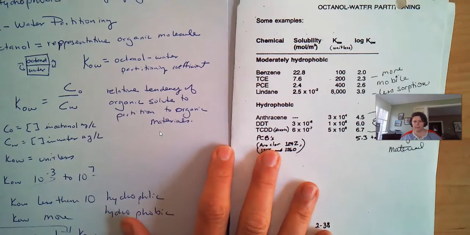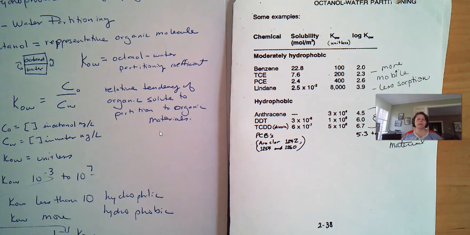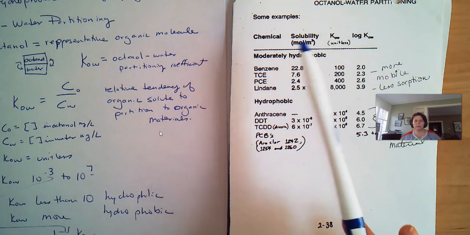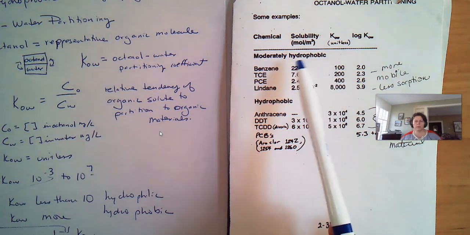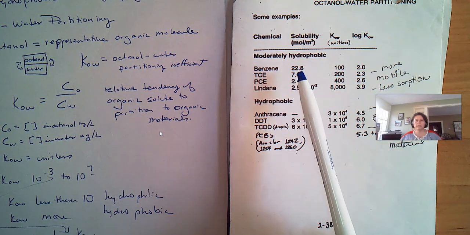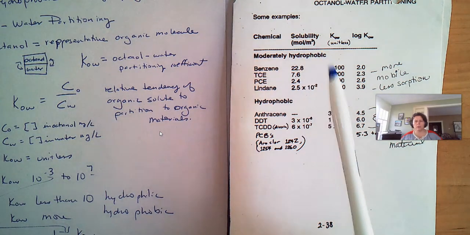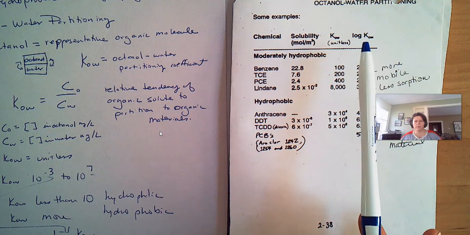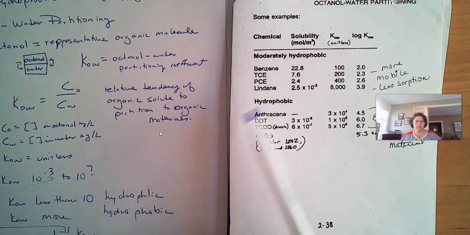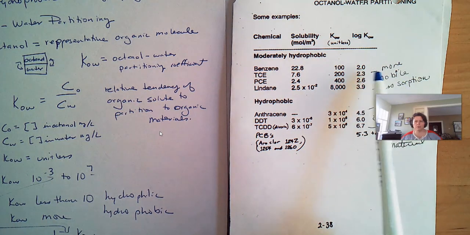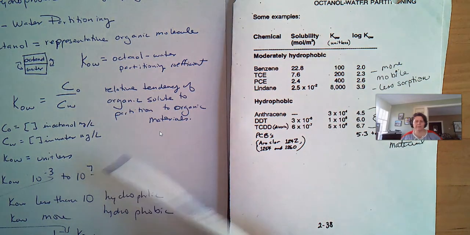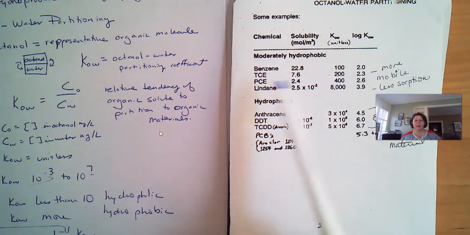So I just wanted to give you guys some examples here. We know some of these compounds. We've talked about benzene before. Its solubility is in moles per meter cubed. These are relatively hydrophilic compounds. So benzene has a solubility of 22.8 moles in a meter cubed of water. So the KOW is 100, and the log KOW is 2. So this is what we're talking about down in here when we talk about 2 and 1, stuff like that. I'm sorry, that's referring to this number here.